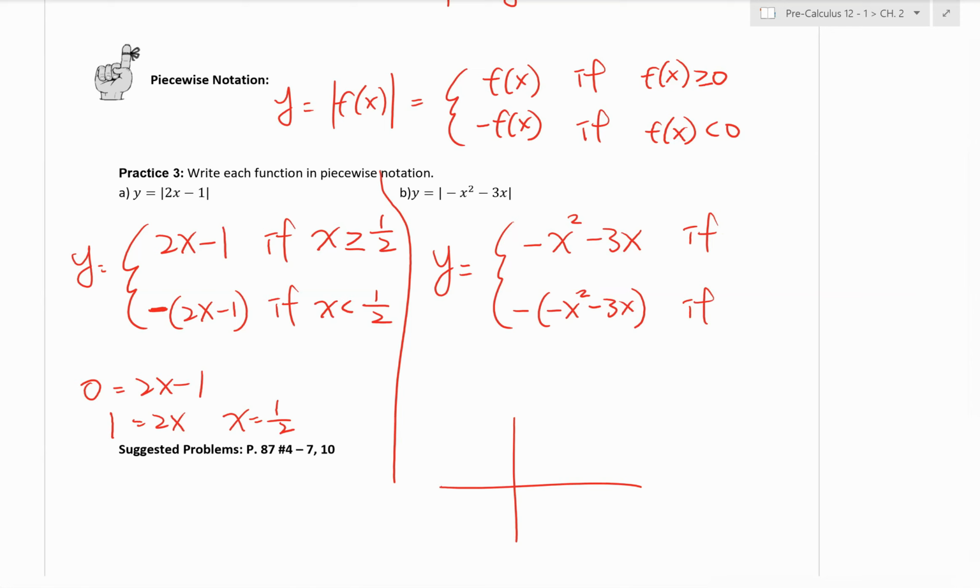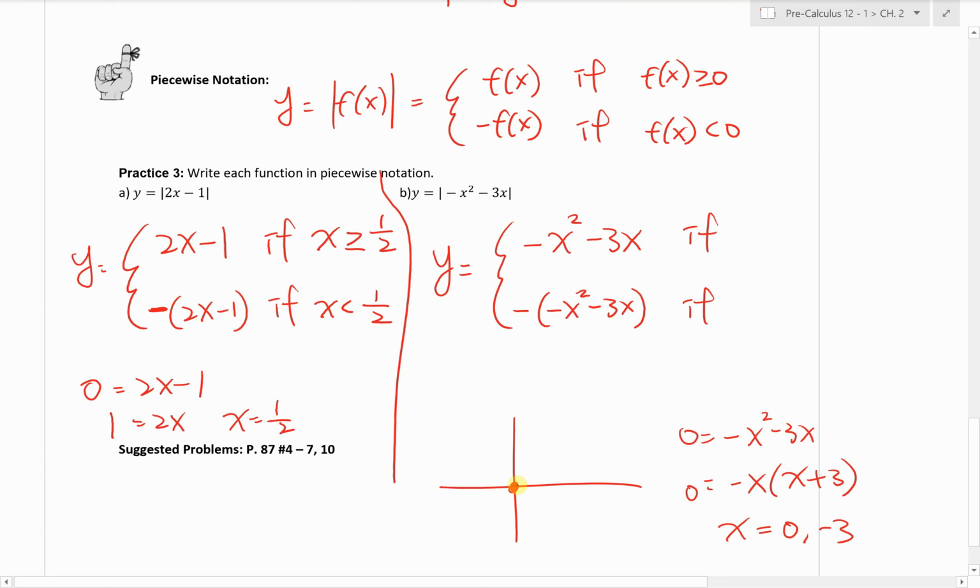If we make a quick sketch of this, again, the key is we need to find a critical point. This is quadratic, so we just need to factor. So we have negative of x squared minus 3x. We can factor negative x. We get x plus 3. And if we make this equal to 0, then x would equal 0 or negative 3. So here are my two x-intercepts, somewhere here, doesn't matter. The leading coefficient is negative, so it opens downwards. So it looks like this.